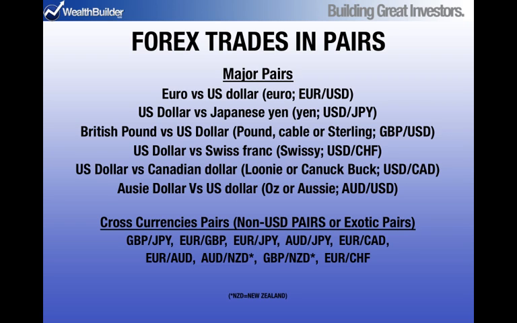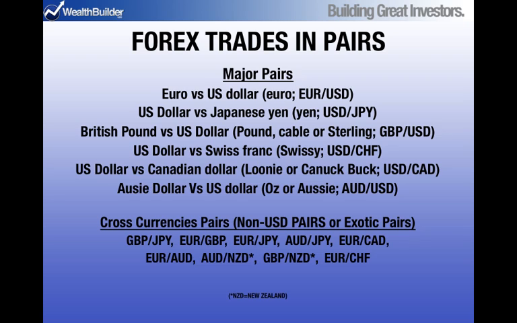So another popular pair is the US dollar versus the yen, which is just called the dollar yen. The British pound versus the US dollar is called the pound, the cable, the sterling. Then there is the US dollar versus the Swiss franc, which is called the Swiss. The US dollar versus the Canadian dollar is the loonie or Canuck. And then there's the Australian dollar versus the US dollar, sometimes called the Aussie.